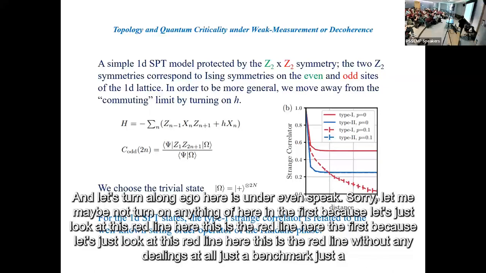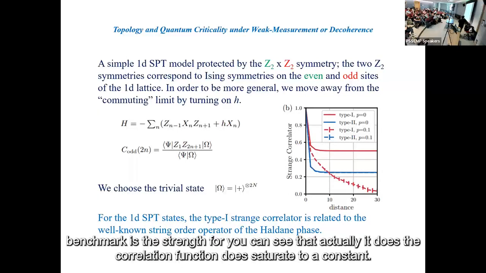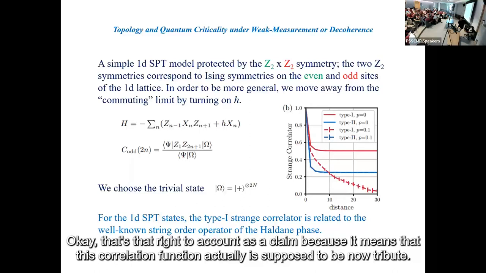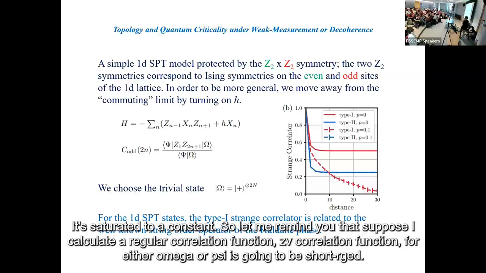And let's turn on decoherence on the even spins. Let me not turn on any decoherence first. Let's just look at this red line here. This is the red line without any decoherence at all, just to benchmark this curve. You can see that the correlation function does saturate to a constant, as claimed. So it means that this correlation function is supposed to be non-trivial. It saturates to a constant.